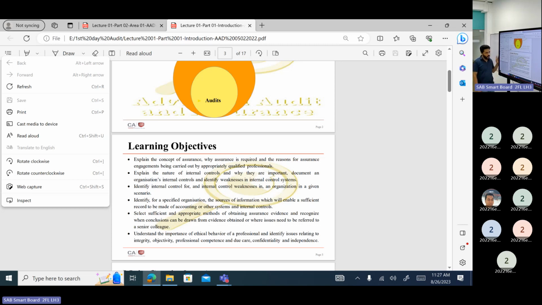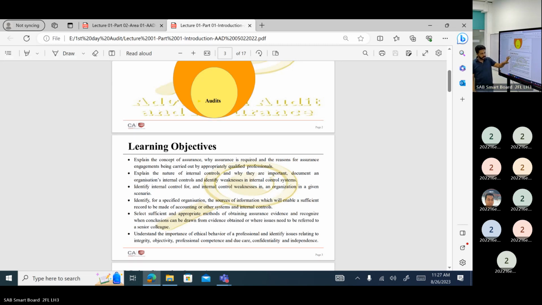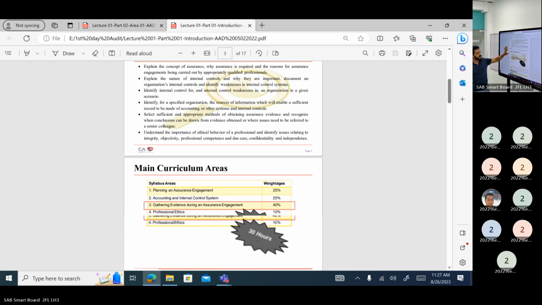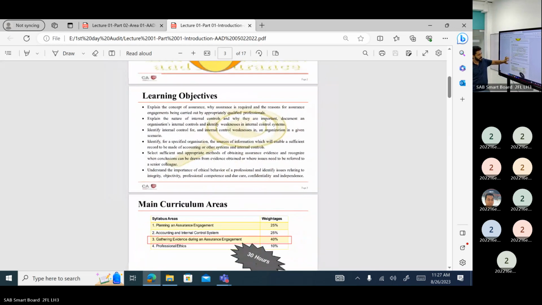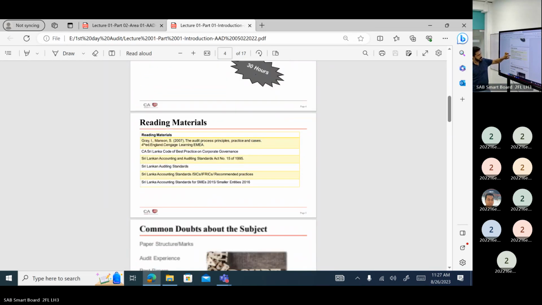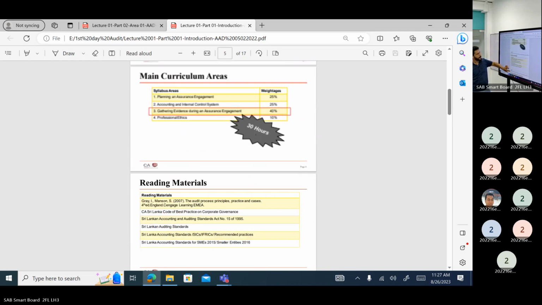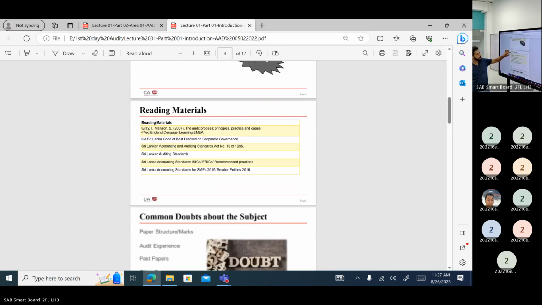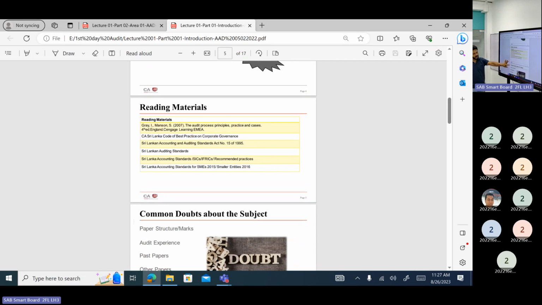Right? Okay. So these are reading materials you all can prefer: accounting standards and auditing standards.